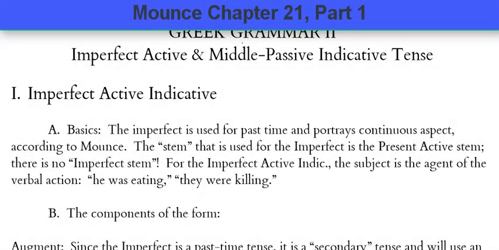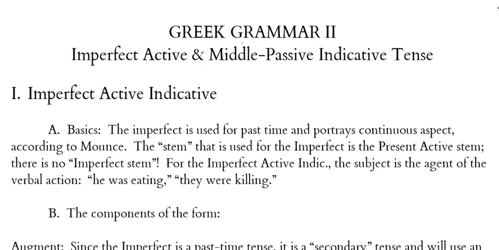All right, so chapter 21. You might want to grab your Mounce textbook, and we'll refer to that here and there. Your Mounce chapter is 182 is the page number. So what we're going to learn about are the imperfect active and the imperfect middle passive indicative tenses. These will be very similar to each other except for the endings that we use. We're going to form them the same way.